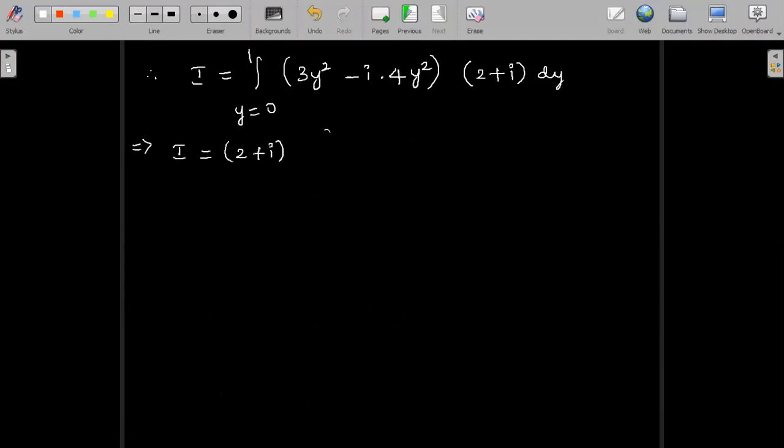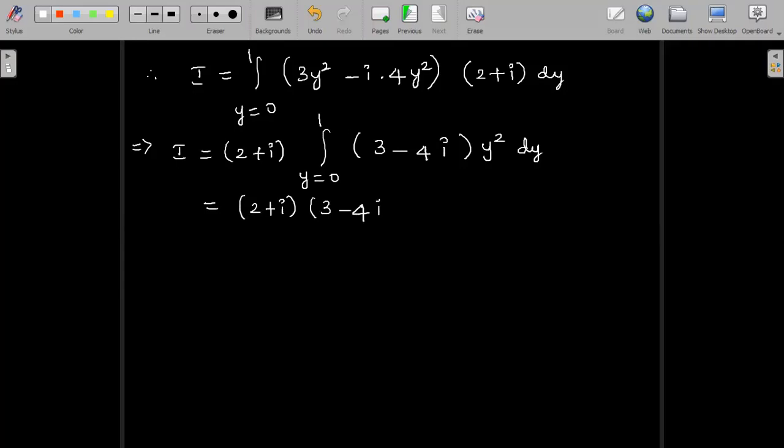We have the integral y is equal to 0 to 1. Again, we observe that y square is a constant. So when I take y square as it is and write down dy, we remain with 3 minus 4i. That 3 minus 4i is a constant which I can write outside the integration. And what we remain with is the integral 0 to 1 of y square dy only. Now we need to integrate this.